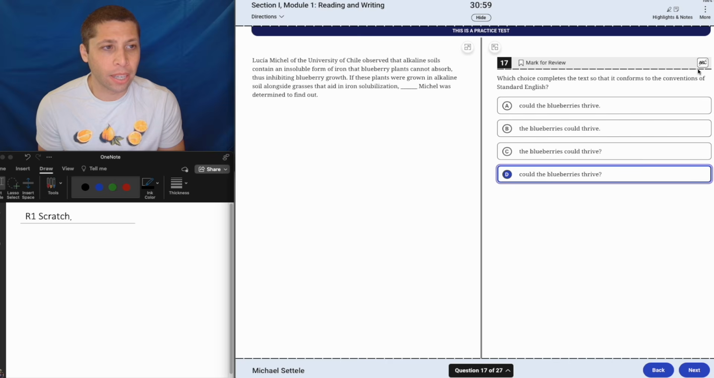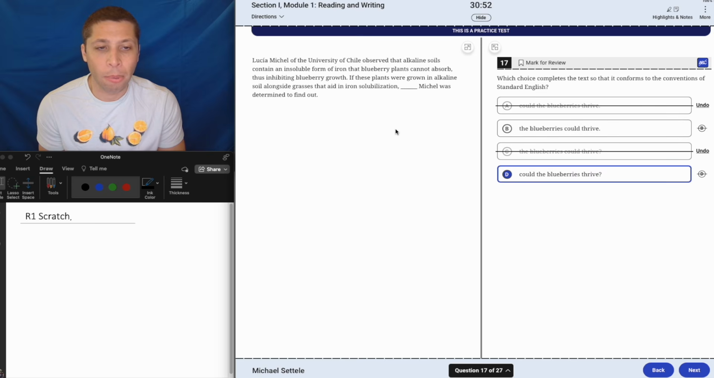So it's definitely not this, because it's not a question if it's C. And if it's going to be a question, it needs a question mark. So the only other option is B. If these plants were grown in alkaline soil alongside grasses that aid in iron solubilization, the blueberries could thrive. But then if they could, then why would this guy need to find out? Or girl, Lucia. Yeah, it's this. This is just weird because we don't usually, when they offer a question mark, we don't usually actually need one. So, but anything can happen.